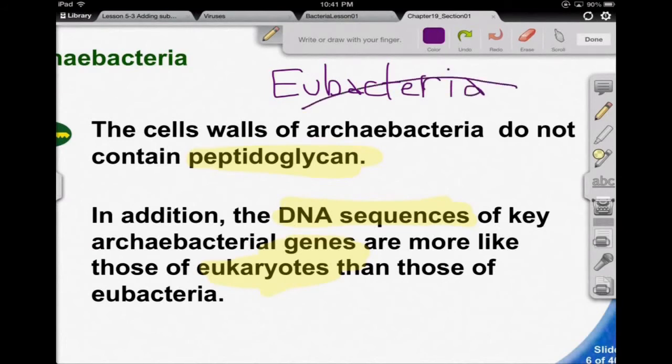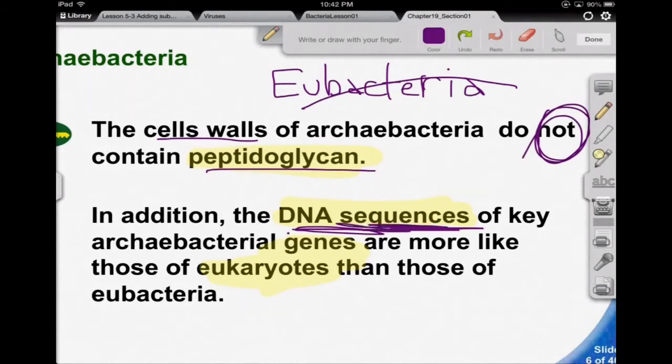So the Archaea Bacteria, right, these cell walls, no peptidoglycan, that's odd. And to have their DNA sequences be so different means we've got a lot more investigation to do on our Archaea Bacteria.